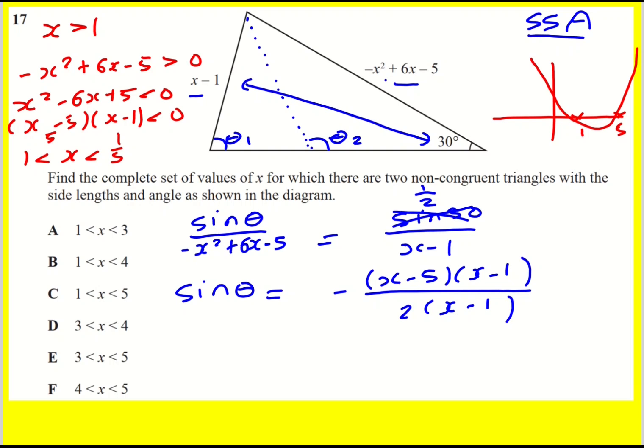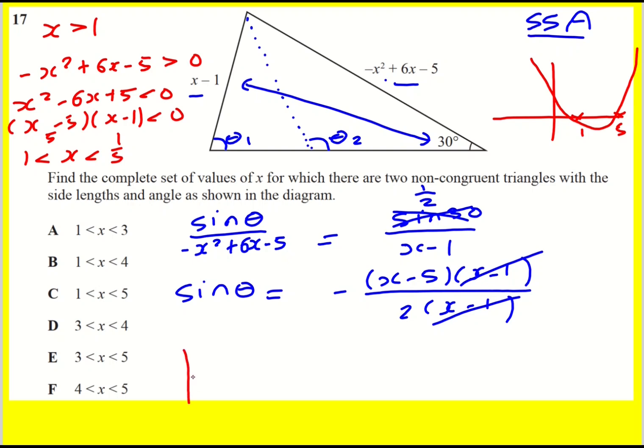So I hope I haven't done too much in one go. Basically this bit here is this bit here in the negative, so I've just brought it as a numerator. I brought the half so that the 2 is actually on the bottom. It's the same thing. And then I can cancel these out. So I've worked out my sine theta in terms of x.